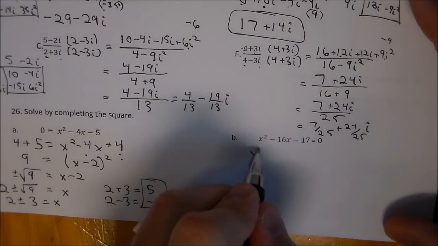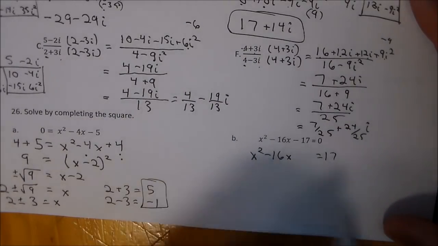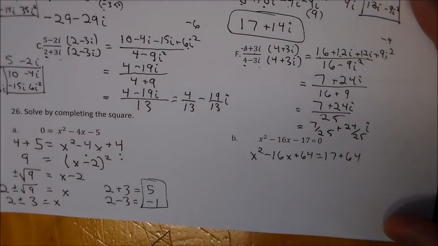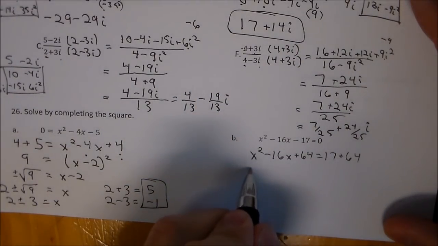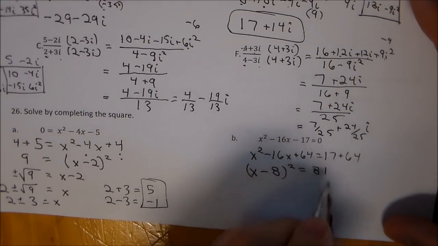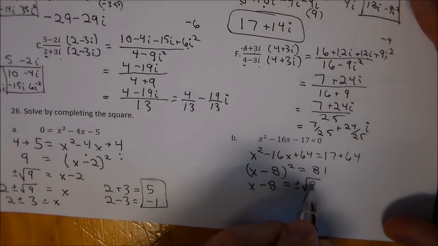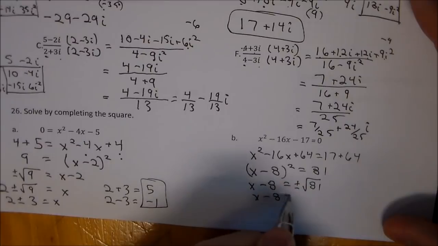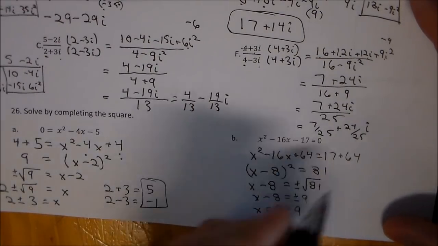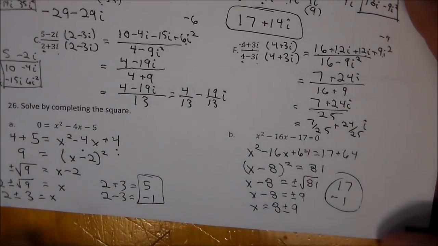For part B, we're going to go x squared minus 16x equals 17. We take half of 16 and square it, so that's 64 to both sides, because half of negative 16 is negative 8. Left side becomes x minus 8 quantity squared equals 81. We're going to take the square root of both sides, and we get plus or minus the square root of 81, which is going to become 9. So then the 8 goes over, we get 8 plus or minus 9, so 8 plus 9 is 17, 8 minus 9 is negative 1, and we have our two solutions.